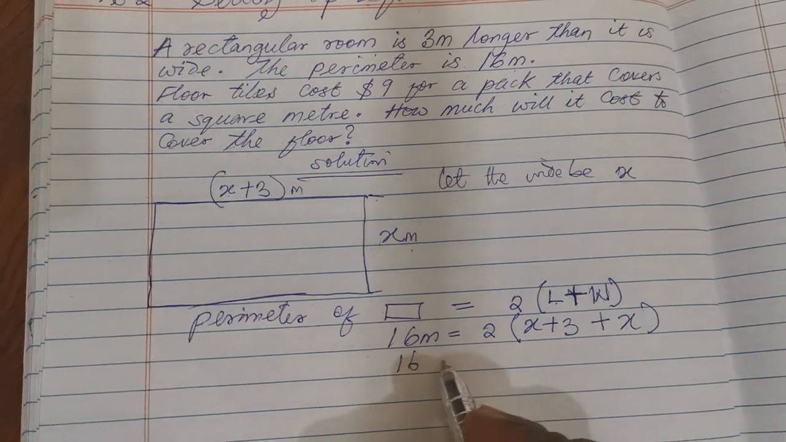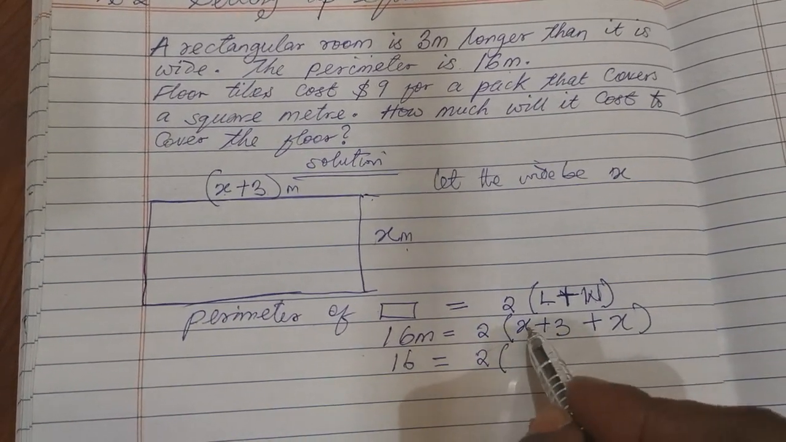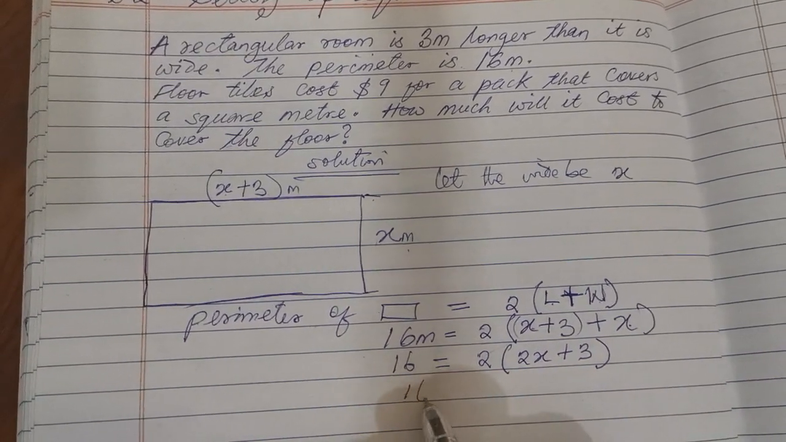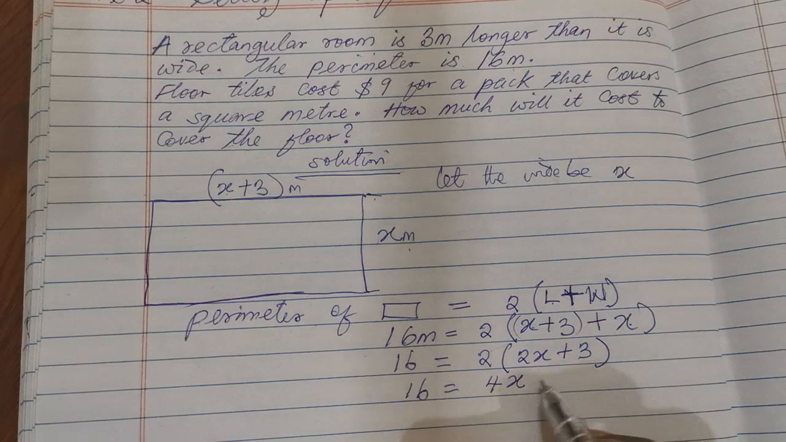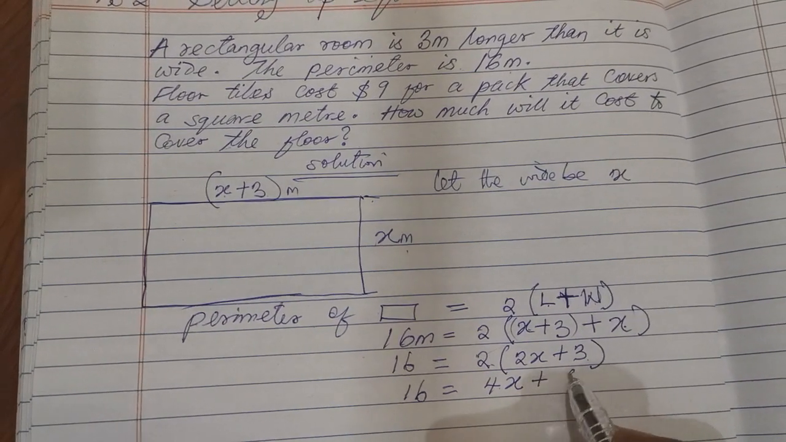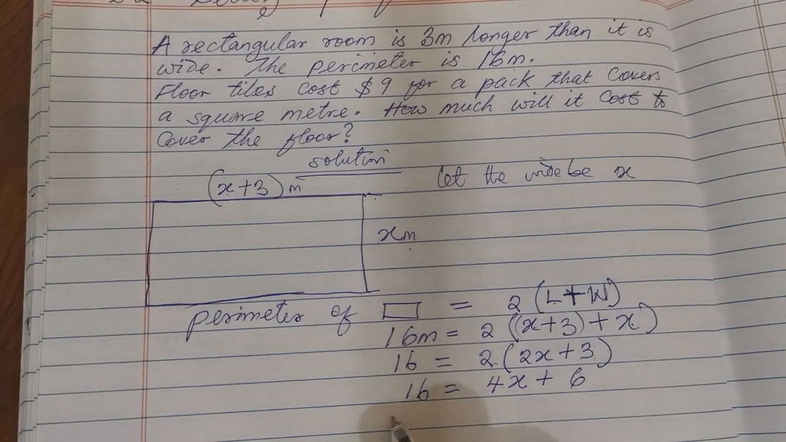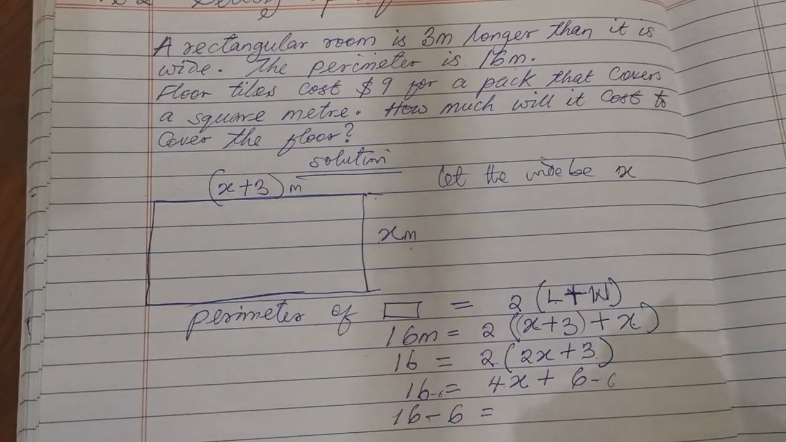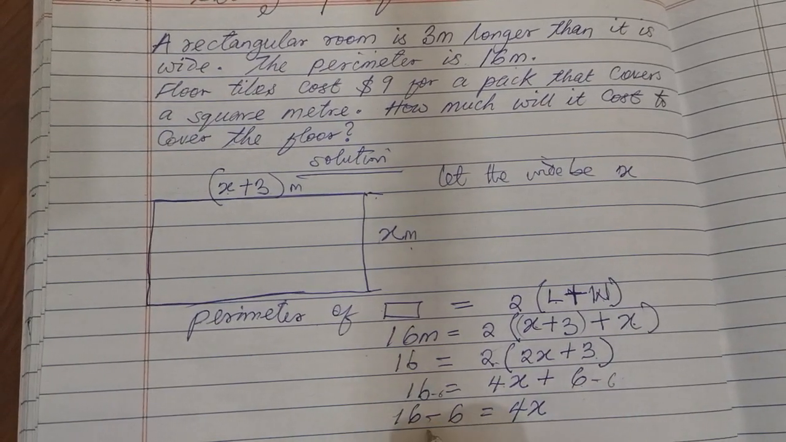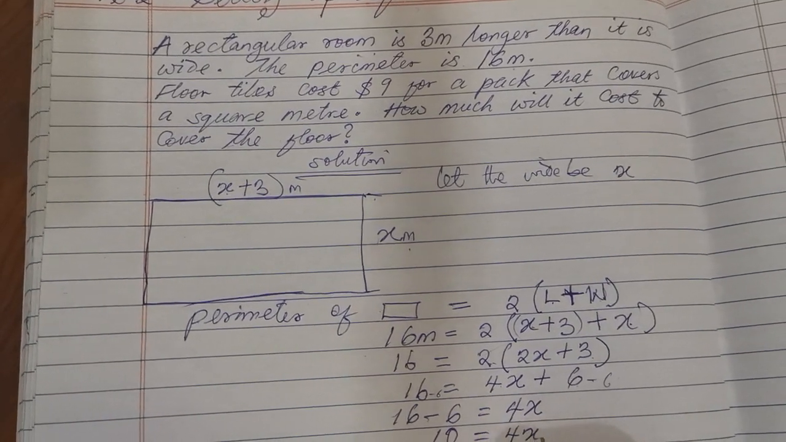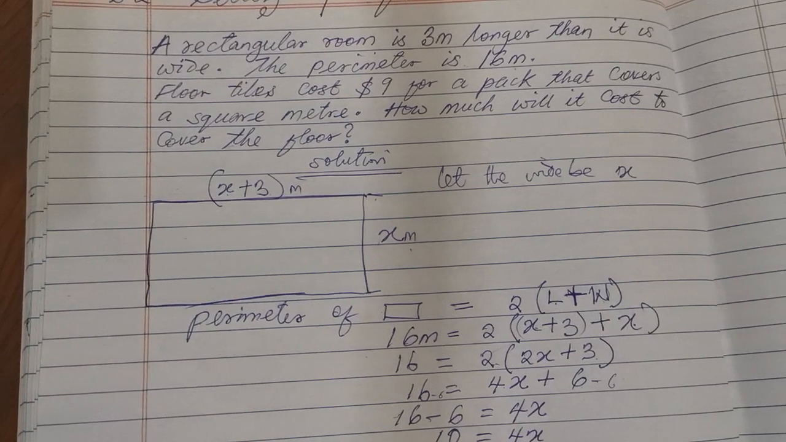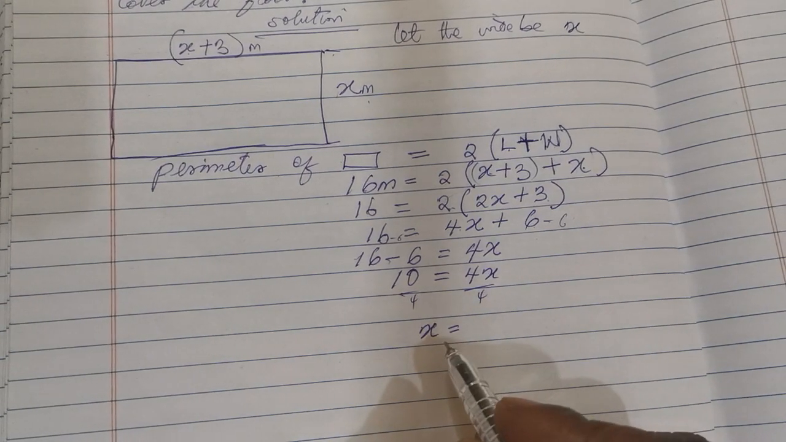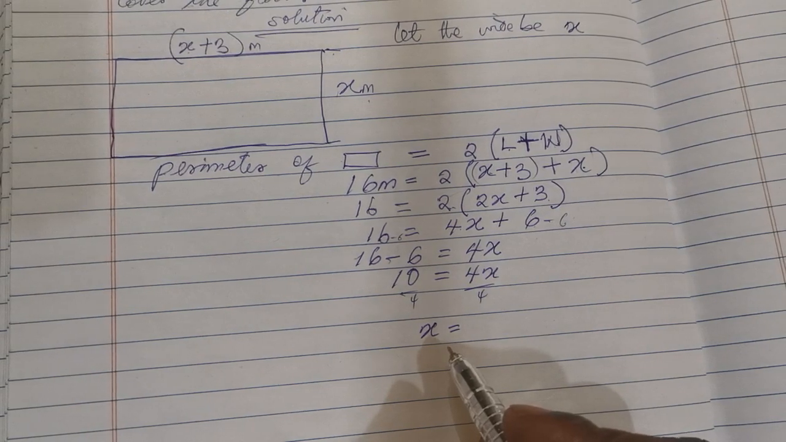So if I take this, I have 16 equals 2 into (2x plus 3). So open up the bracket. We have 4x plus 2 times 3, which is 6. Collecting like terms, we subtract 6 from both sides. We have 16 minus 6 equal to 6 minus 6, which is 0, and that gives us 4x. So this now gives me 10 is equal to 4x. If I divide both sides by 4, I have that x is equal to 2.5.